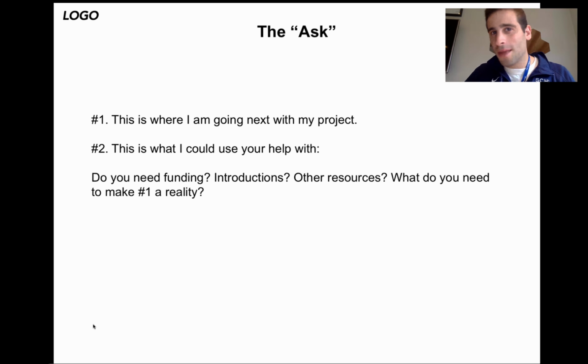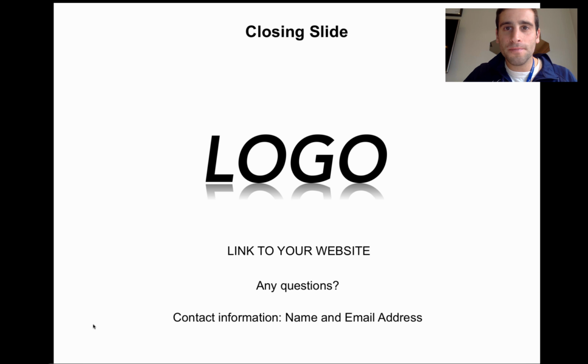Do you need money to get this off the ground? Introductions to experts in the field, other resources? What do you need to make that direction you're going with the project a reality? Then close with your logo, potentially a link to your website if you have one, and ask the audience for questions. This is a valuable opportunity to get feedback.